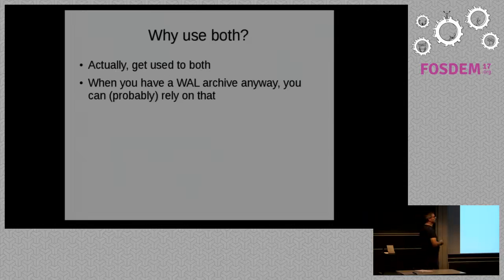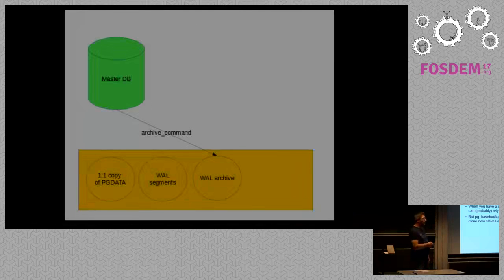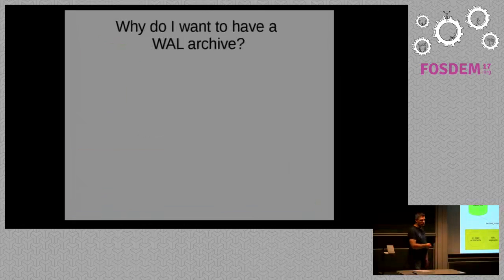You will have a WAL archive. We'll come to that. So, pg_basebackup, on the other hand, is also handy to set up a new replication slave, whatever. We'll also get there. So, when you have a WAL archive filled with your archive command all the time, you can just skip the separate backup of the WAL segments during your backup. Okay?